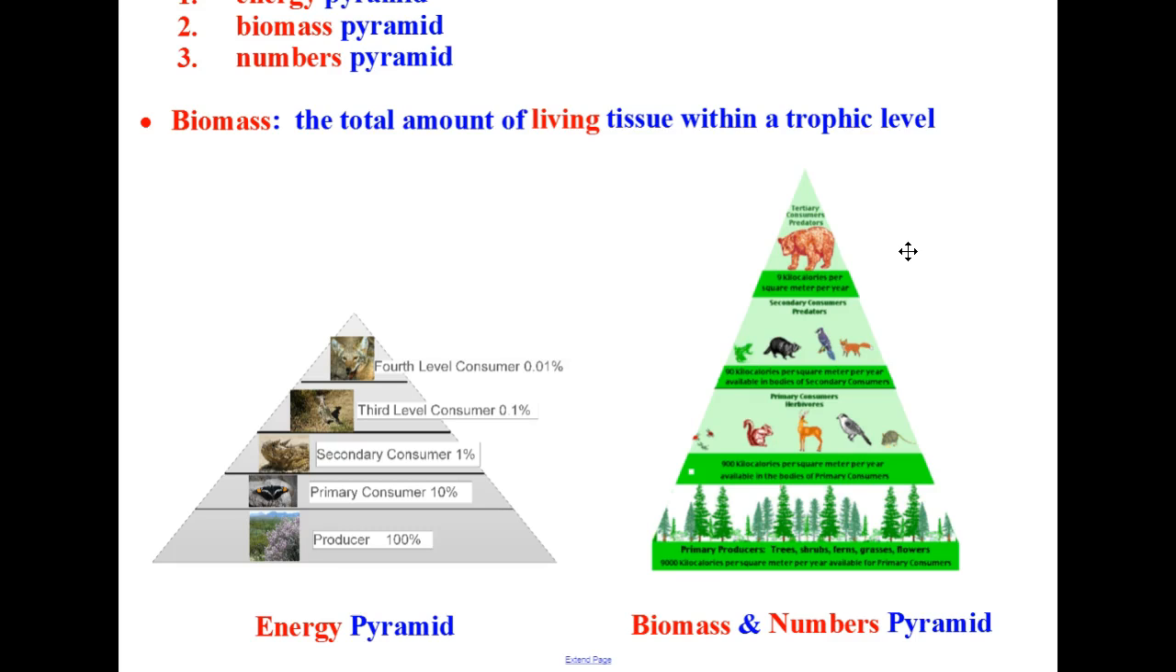That'll do it for our lesson on energy levels in ecosystems. Much more in class as we apply this information in different contexts and questions.